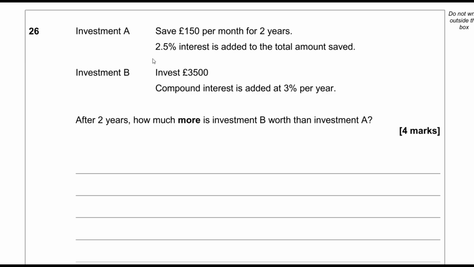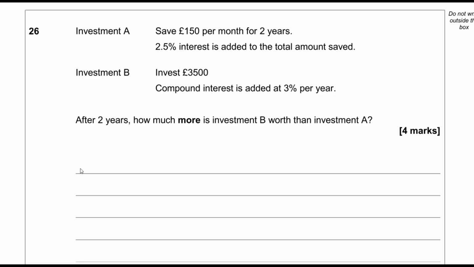Question 26. Investment A, save £150 per month for 2 years, and then 2.5% interest is added to the total amount saved. While investment B, invest £3,500, and compound interest is added at 3% per year. After 2 years, how much more is investment B worth than investment A?